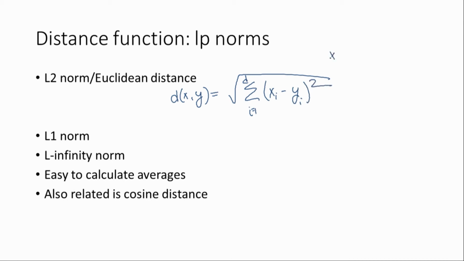Right. So x is and y is, okay? This is a Euclidean or L2 distance. L1 norm we have seen. Any guesses what is the LP norm?